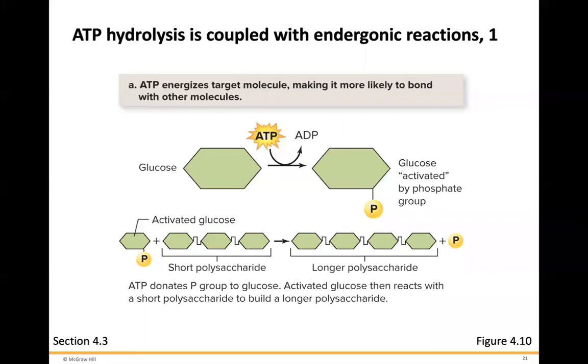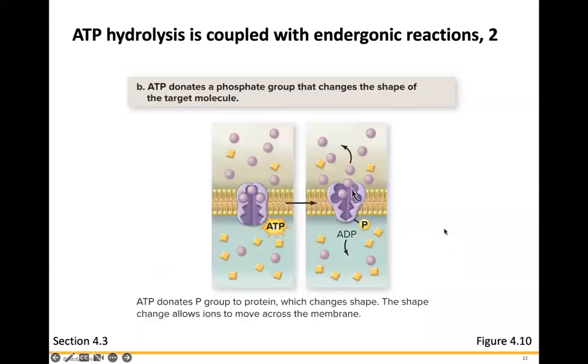So if you have here two glucose molecules, ATP comes in, and the glucose is activated by the phosphate that got added to it. Now, that phosphate will then make it more desirable to form a bond between these two molecules. And that's what will end up happening, forming a longer structure and releasing the phosphate again.